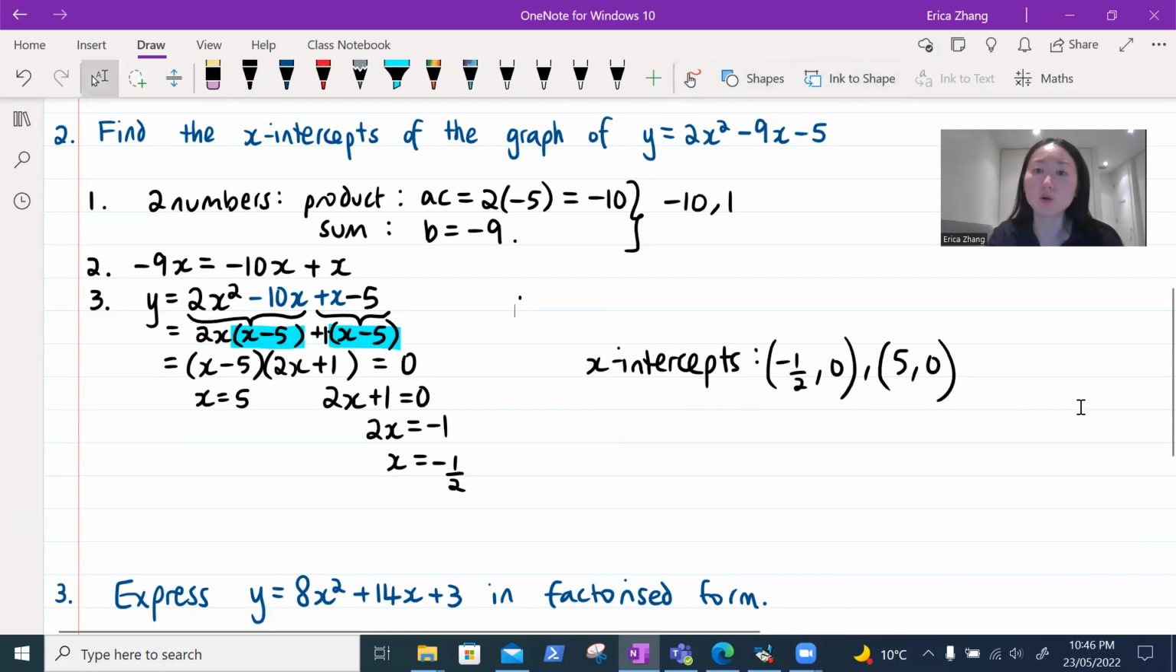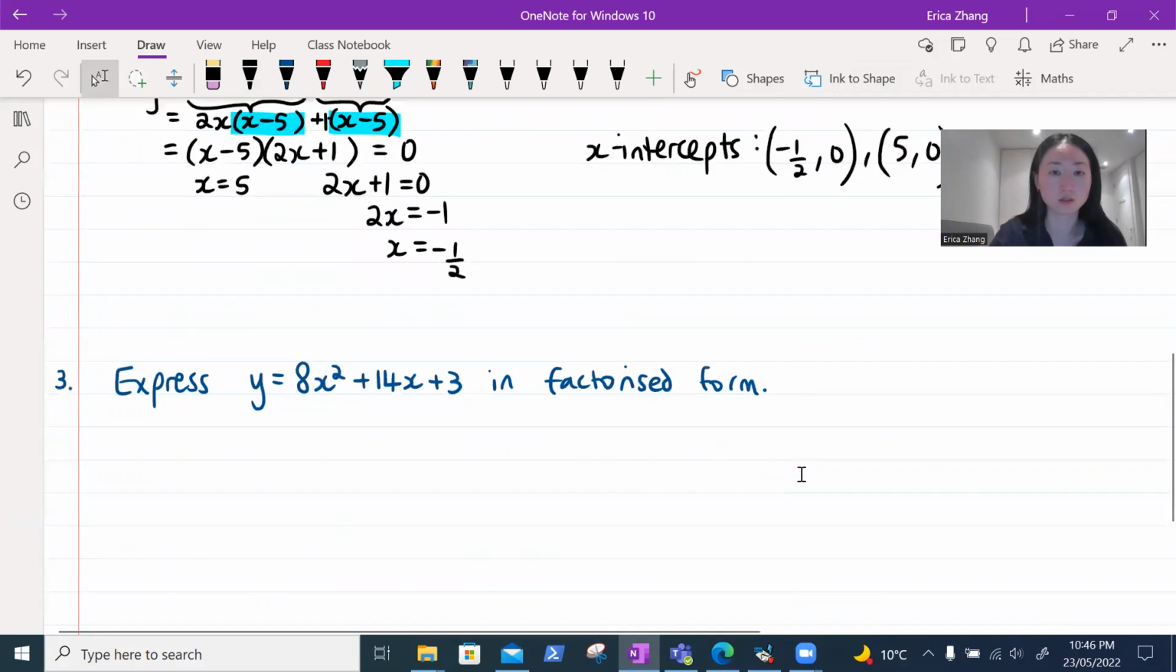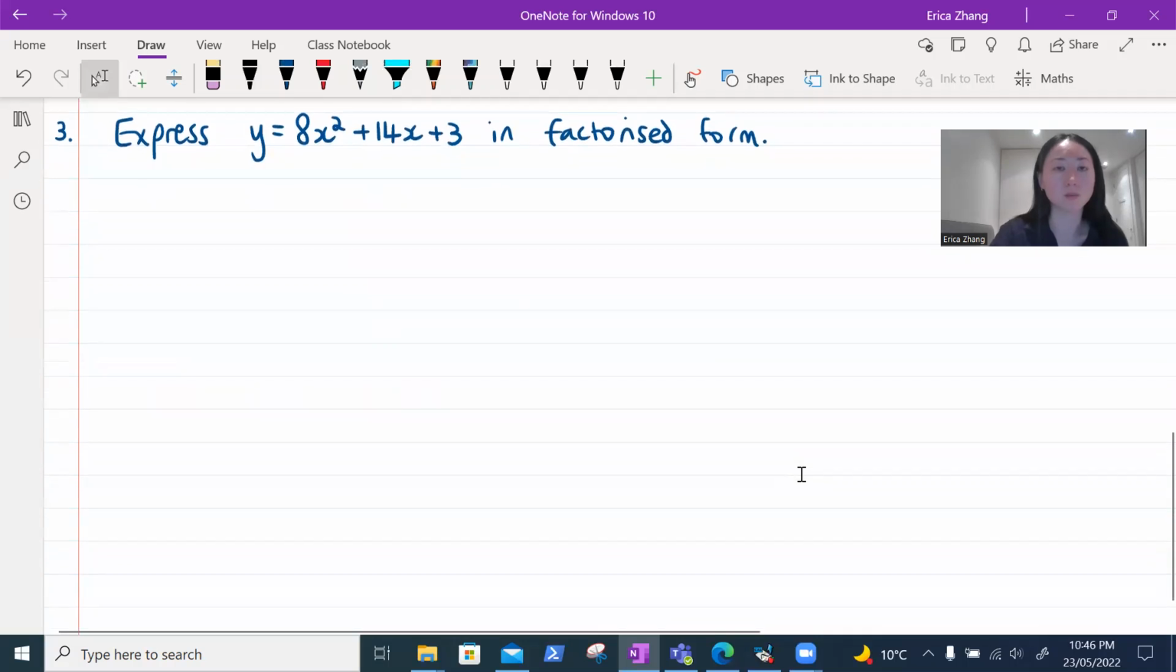Remember that the goal of doing this is usually to be able to sketch a graph, right? Because the important features of a graph are y-intercept, x-intercepts, if any. And since we're learning about quadratic equations, usually there's a turning point involved, and we'll discuss that later on. Okay, next example.